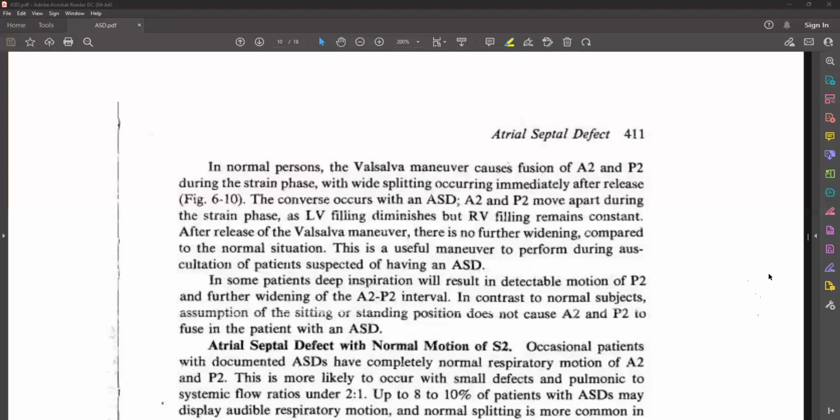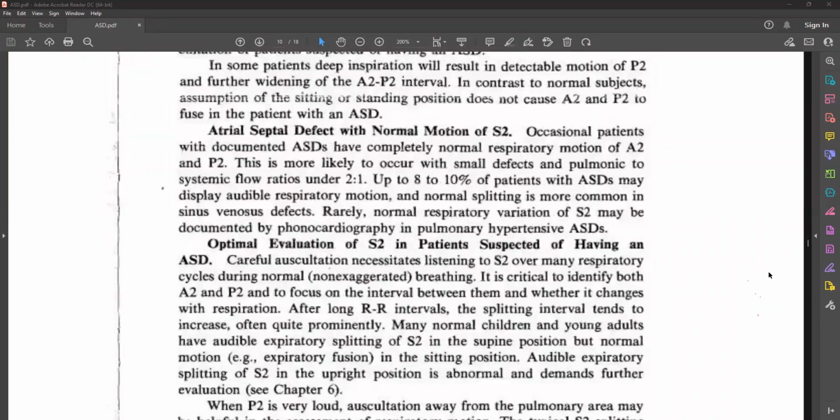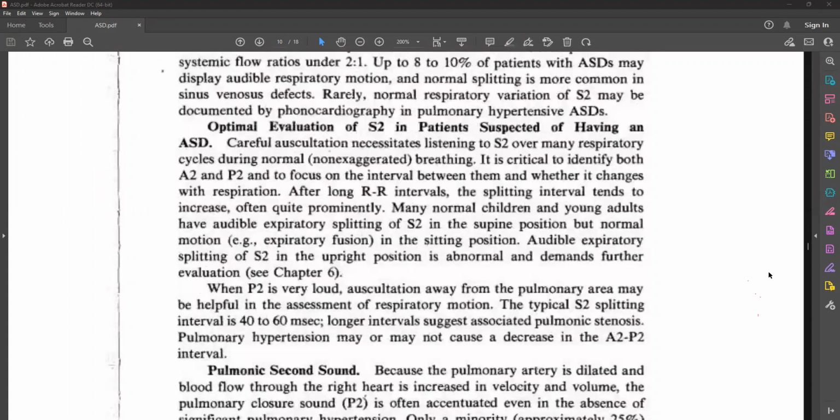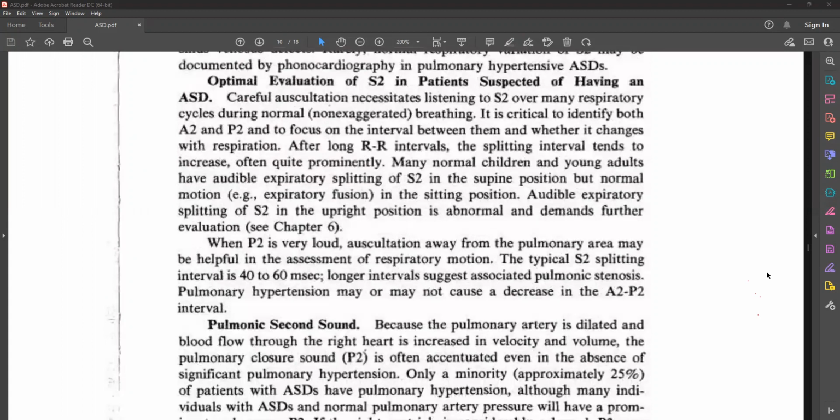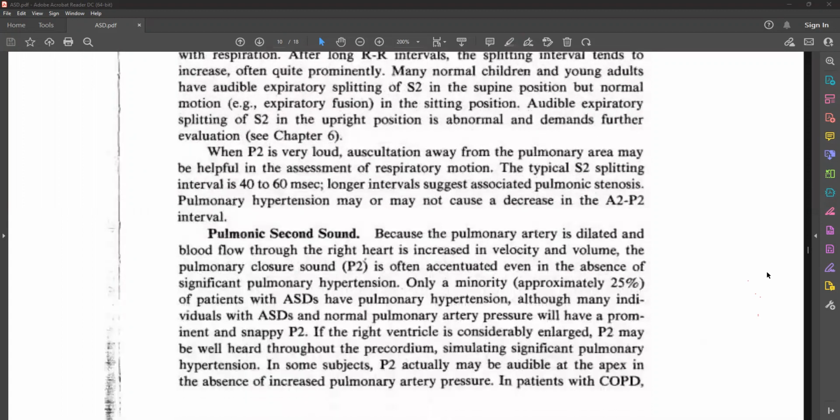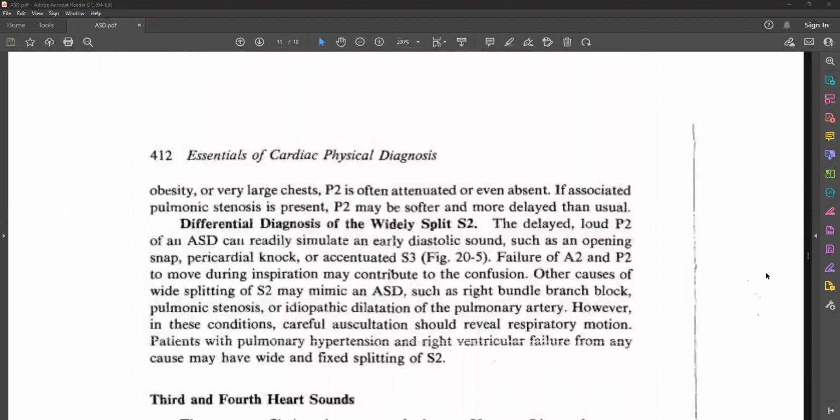Right? So that is the next thing I want to tell more clearly here. Again, at this point, I think I already told you, the second pulmonary sound, P2, can be loud even in the absence of pulmonary hypertension. That point I've already told during the palpability of the P2, so I'm skipping that.